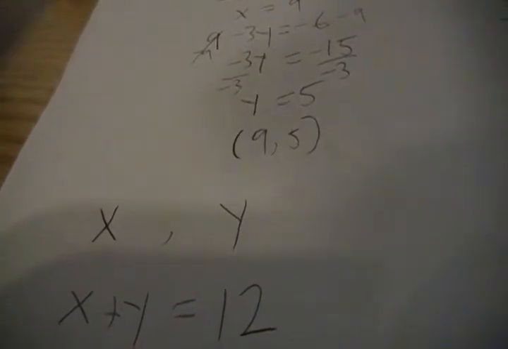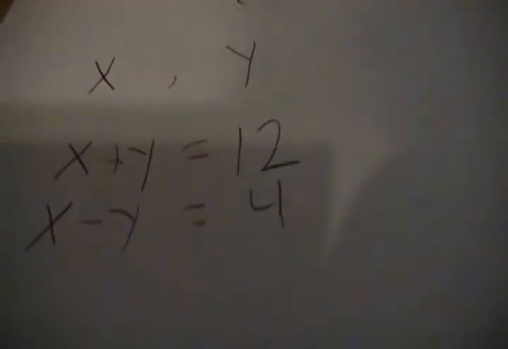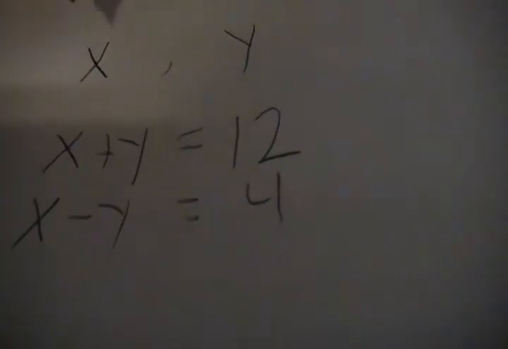So we know that. That's one equation. And it says their difference is 4. So in other words, if we subtract both numbers, we get 4. x minus y is equal to 4. Alright, so now that we have two equations, we should be able to solve for both variables.